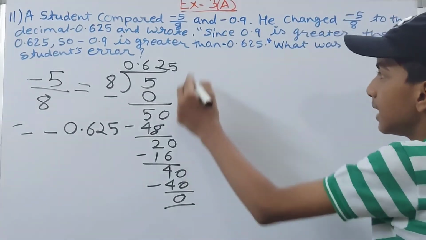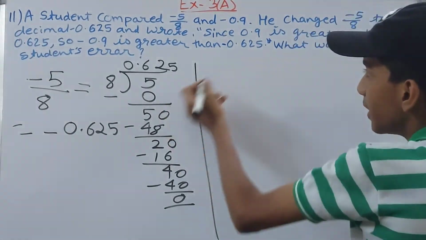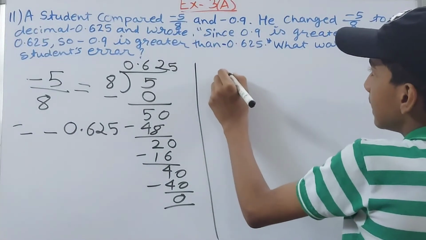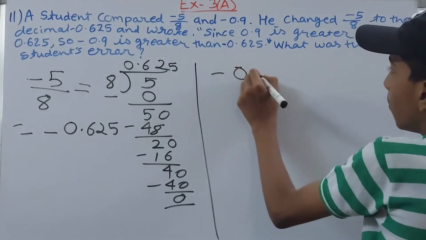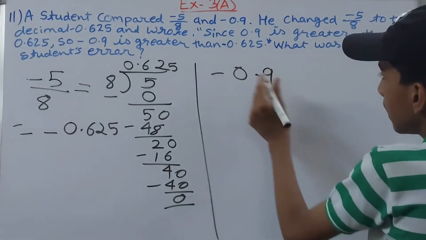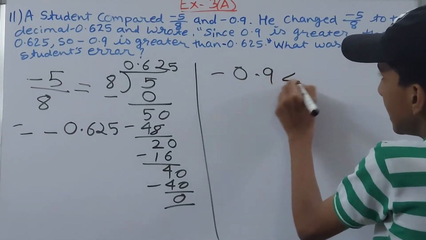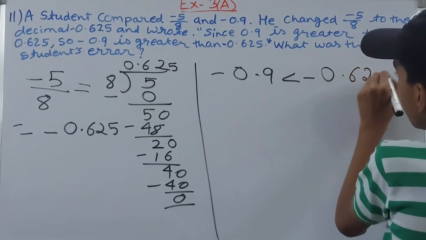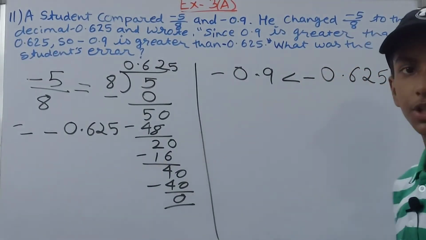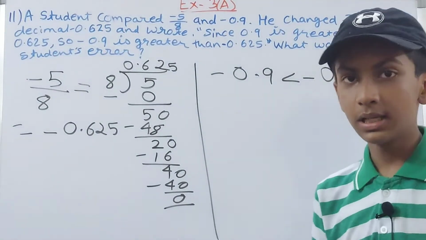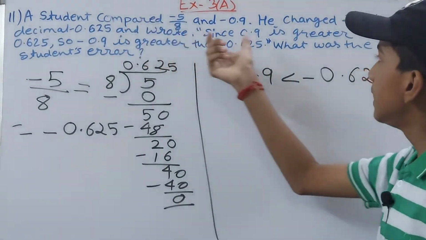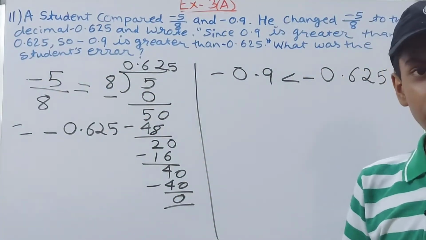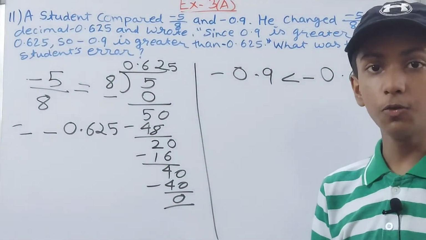Second thing, we have already identified the error, now it's time to rectify that. So you can write your answer as that minus 0.9 is less than minus 0.625. This is the correct thing which he has written incorrectly. See, he says 0.9 is greater than 0.625. So it is correct, 0.9 is greater than 0.625.